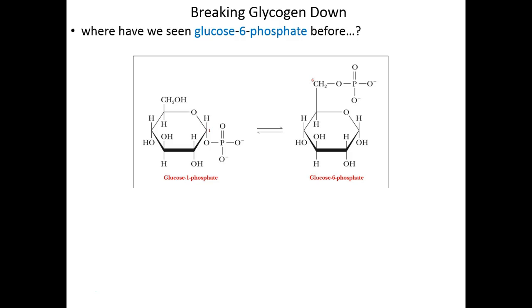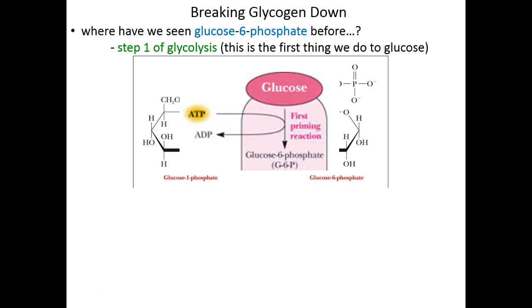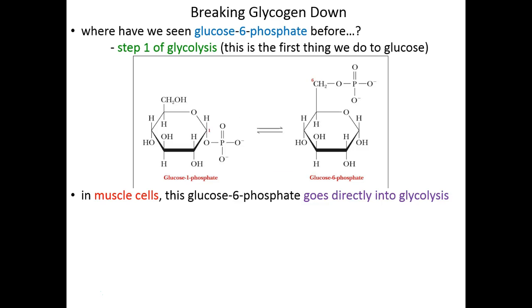We've seen glucose 6-phosphate before in our good old buddy, step 1 of glycolysis. Creating glucose 6-phosphate is the very, very first thing we do in glycolysis with the action of the enzyme hexokinase. I'm sure you all remember that well. It was not too long ago.